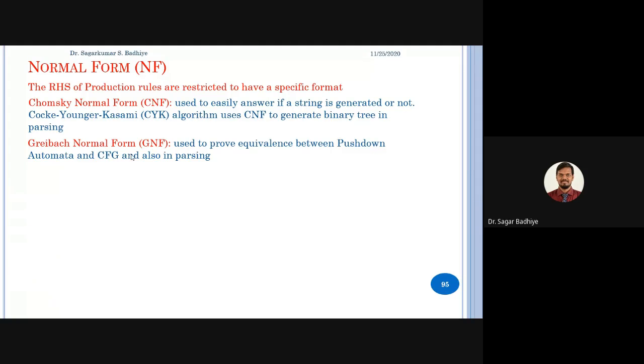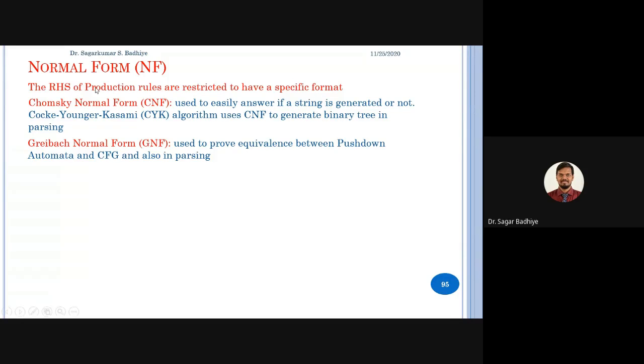Okay, so if a particular grammar is in Greibach normal form, then it is easy to obtain a push down automata from that particular grammar, right? So it is easy to prove that a context free grammar is equivalent to a particular push down automata by using Greibach normal form, and it is also used for parsing, right? So these are the two uses of these two different forms, that is the Chomsky normal form and Greibach normal form.